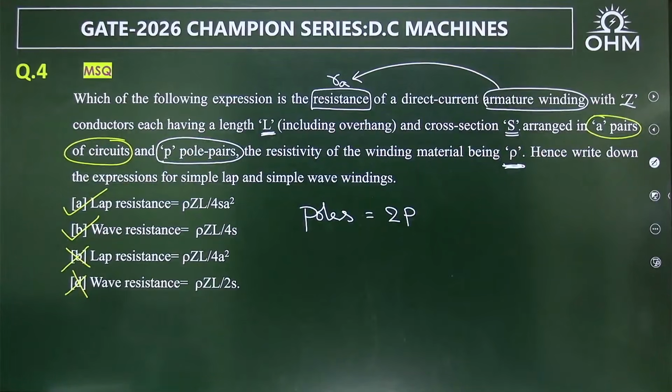A and B are the correct answers. So the only confusion here is that small a that was given in the problem, it is a number of circuits or pair of circuits. Pair of circuits. Armature is not a single circuit. It is a combination of number of parallel paths. If overall 10 parallel paths are there, for example, that means 5 pairs. If capital A parallel paths are there, that means A by 2 pairs.